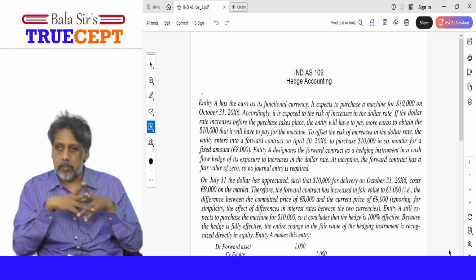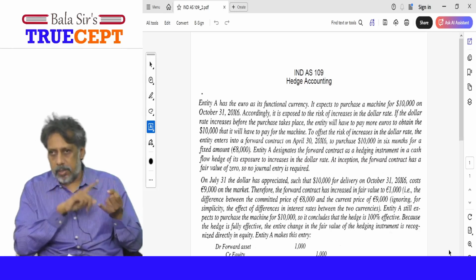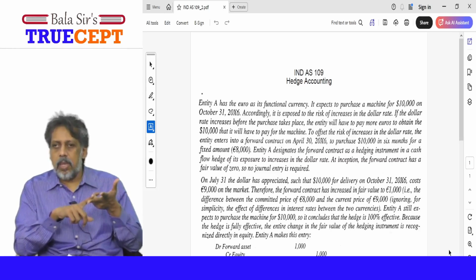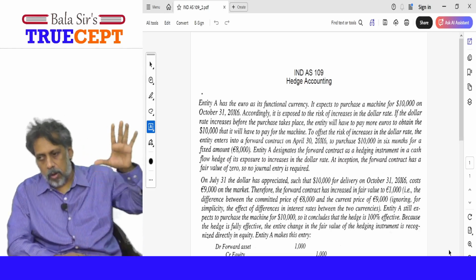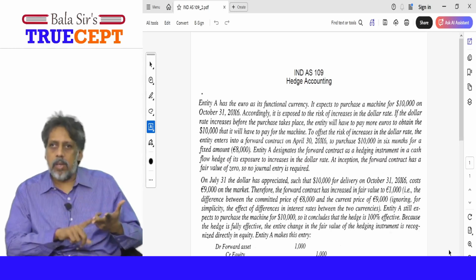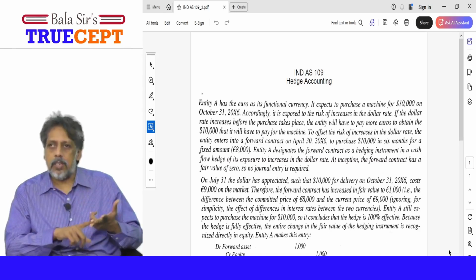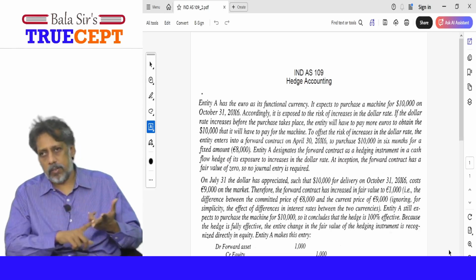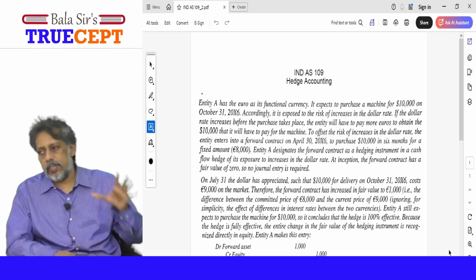Entity A has the euro as its functional currency. It expects to purchase a machine for $10,000 on October 31, 20x6. Now let us assume that you represent A Limited, and you are planning to purchase a machine for $10,000. But what is your functional currency? It is the euro. And you want to buy a machine and pay in US dollars, on October 31st, 20x6. Is that fine?